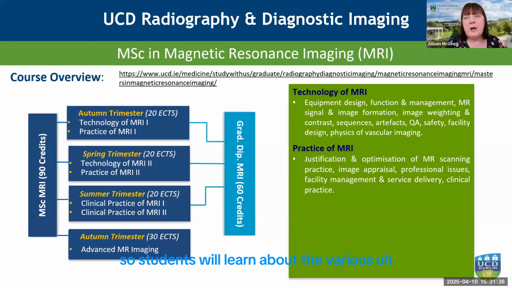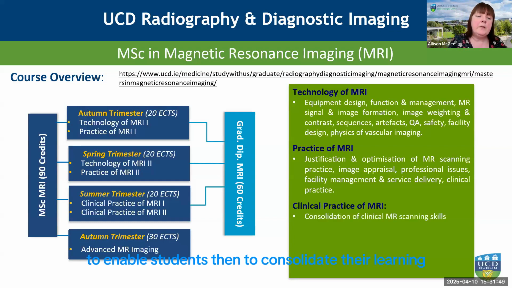So students will learn about the various justification processes and approaches to scanning these regions. They learn about the pulse sequence types and their role in demonstrating both normal anatomy and the appearances that would be reflective of pathology. To enable students then to consolidate their learning, there are 2 practical clinical practice modules that run during the summer period.